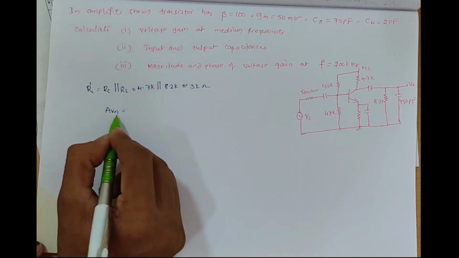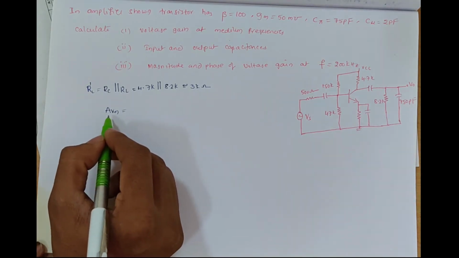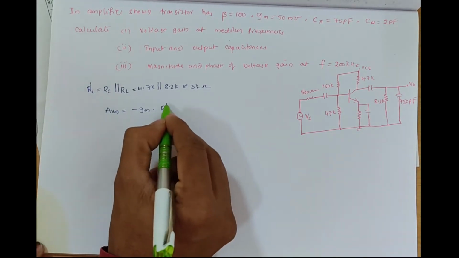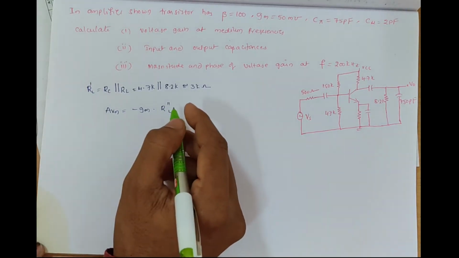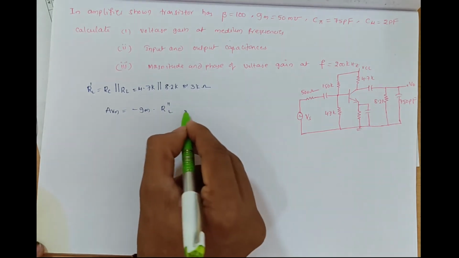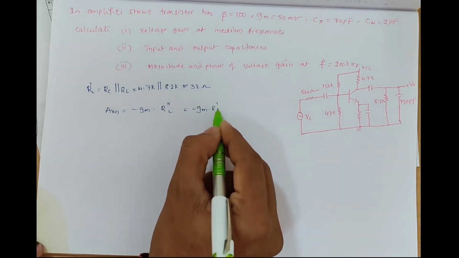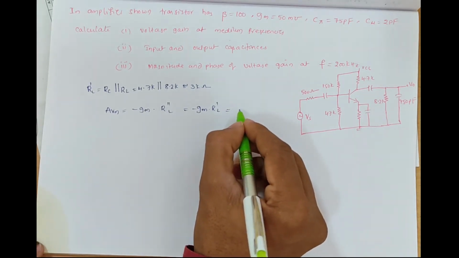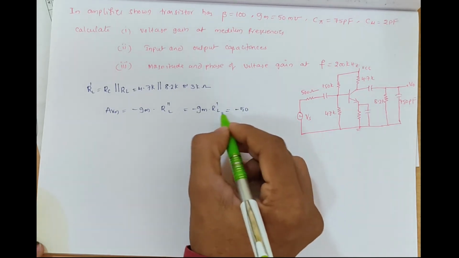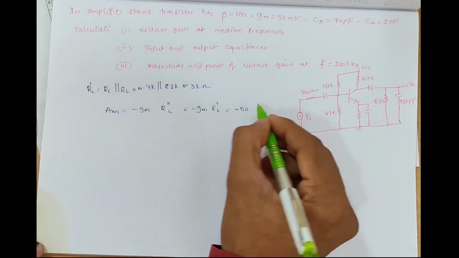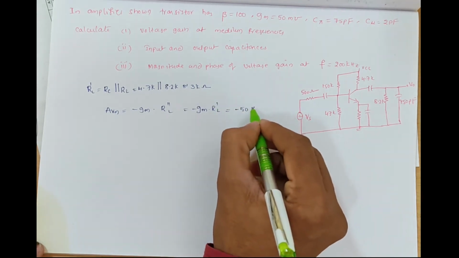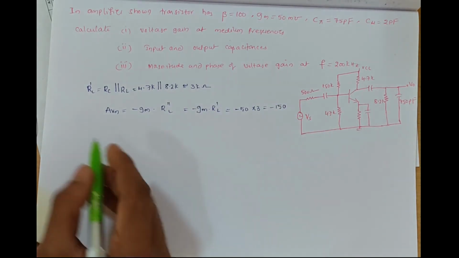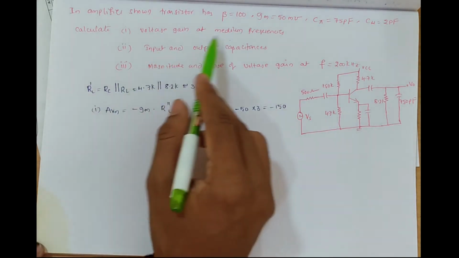We know AVM is the voltage gain at mid frequency, mid band. So we can write it equals minus gm into R double dash L. Here R double dash L is nothing but R dash L only. Then we can write minus gm into R dash L. So minus gm is minus 50 millimho, R dash L is 3 kilo ohm, so kilo ohm and milli will be cancelled. Now we can write it equals minus 150. This is the first one, voltage gain at mid frequencies.